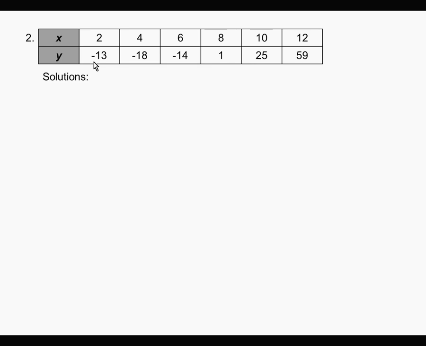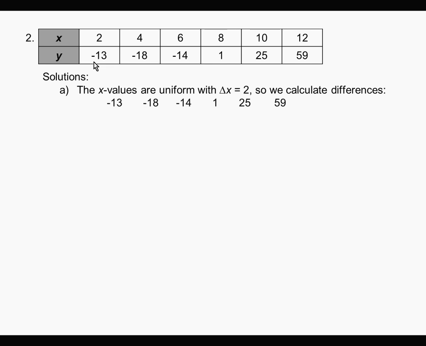So first of all, our solutions. Okay, for part A, we do notice that the delta x is 2, so we can calculate differences. So I'm going to reproduce the y row: negative 13, negative 18, negative 14, 1, 25, and 59. Again, then we start calculating our differences. Remember, it's right minus left.